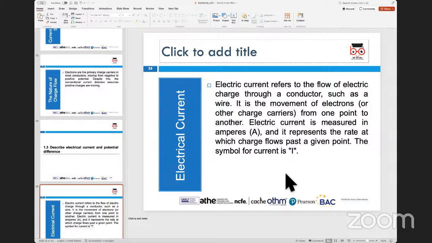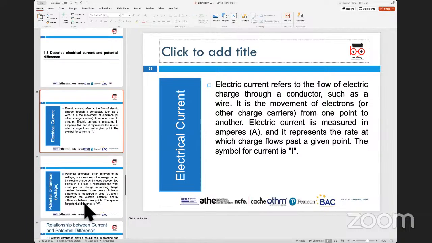Now, conductors typically tend to be metals, and the movement of electrons from one point to the other actually helps in the conduction of electricity. Electric current is generally measured in what is called amperes, which is the unit used to measure electric currents, and it represents the rate at which the charge flows at a given point. The symbol for this is I. So when we talk about ampere, A is the symbol, and when we talk about charge flowing past a given point, the symbol is going to be I.